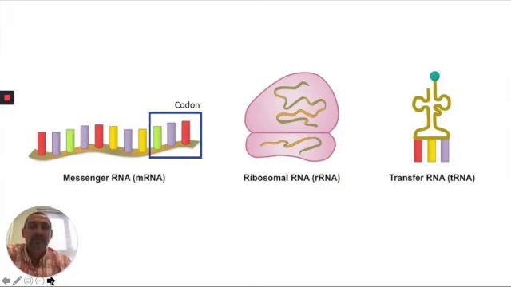So that codon has to be matched up or paired up with what's called an anticodon, another set of three that's on the bottom of the transfer RNA. If those three pairs don't match, then that amino acid is not added to the chain. So what matches up with AAA?